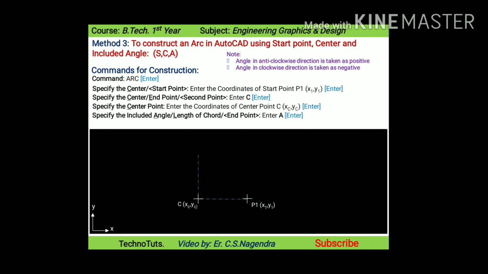Now the computer will ask you to specify the included angle, length of chord or end point. Type there A and press enter key because you have to give the included angle. Now the computer will ask you to specify the included angle. Just enter the value of the included angle with which you want to construct the arc and press enter key. You will see an arc will get constructed from point P1, having center C and included angle, say 90 degrees here. Okay students, let us move to method number 4.